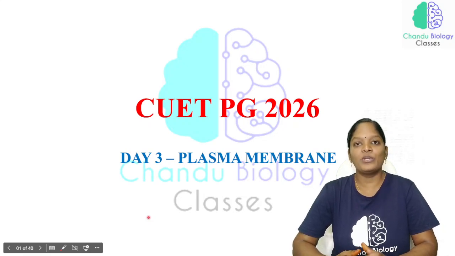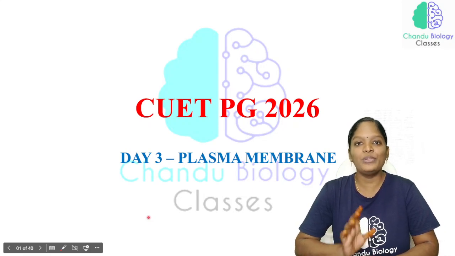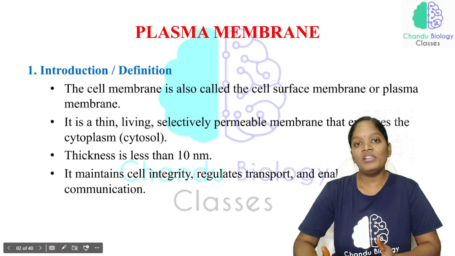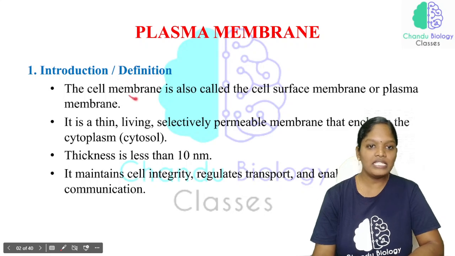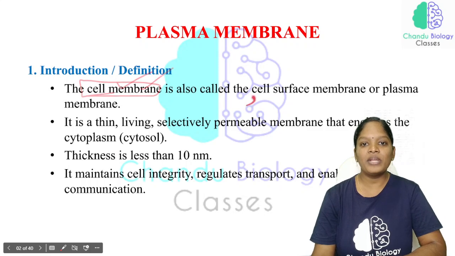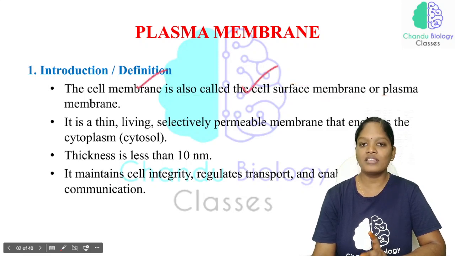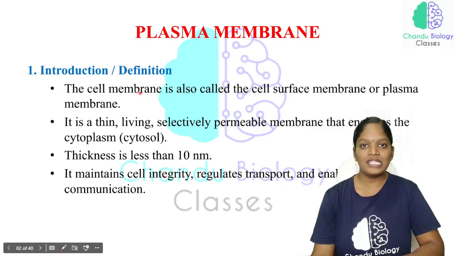In this class we are going to discuss completely the plasma membrane with respect to the CUET exam. First, how can we define the plasma membrane? This is the cell membrane. The cell membrane is also called the cell surface membrane or the plasma membrane. Everything denotes the same thing.